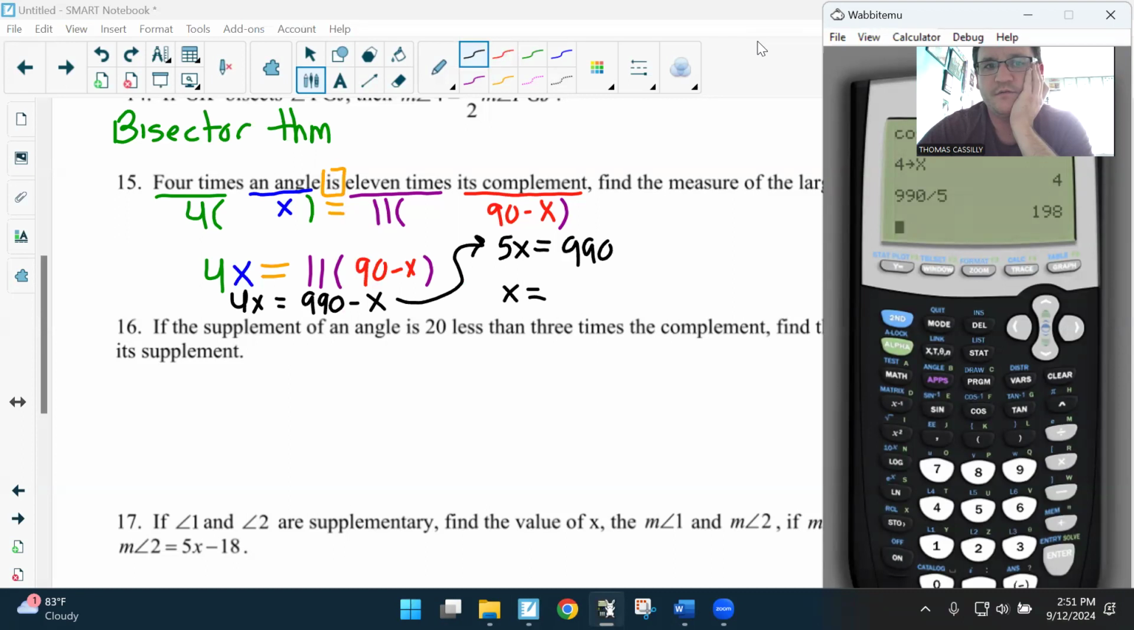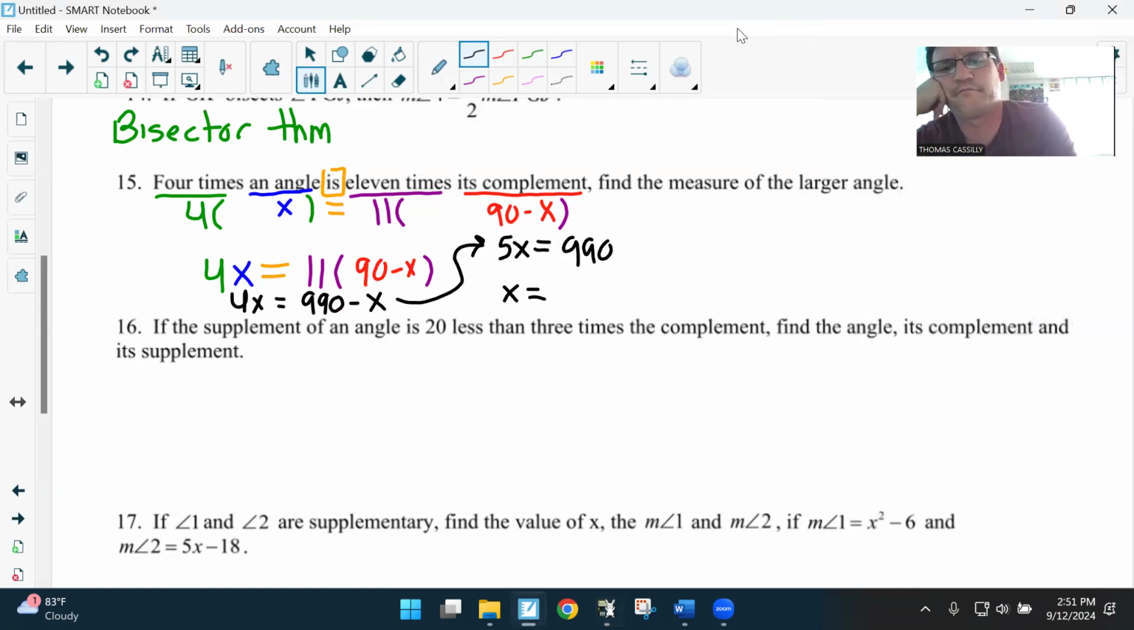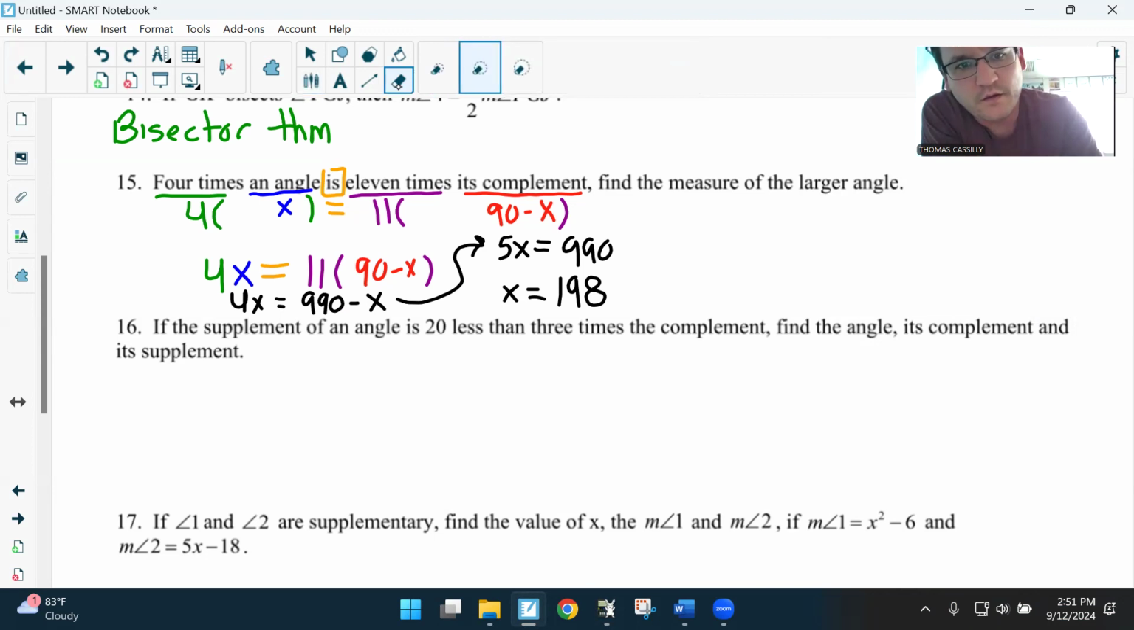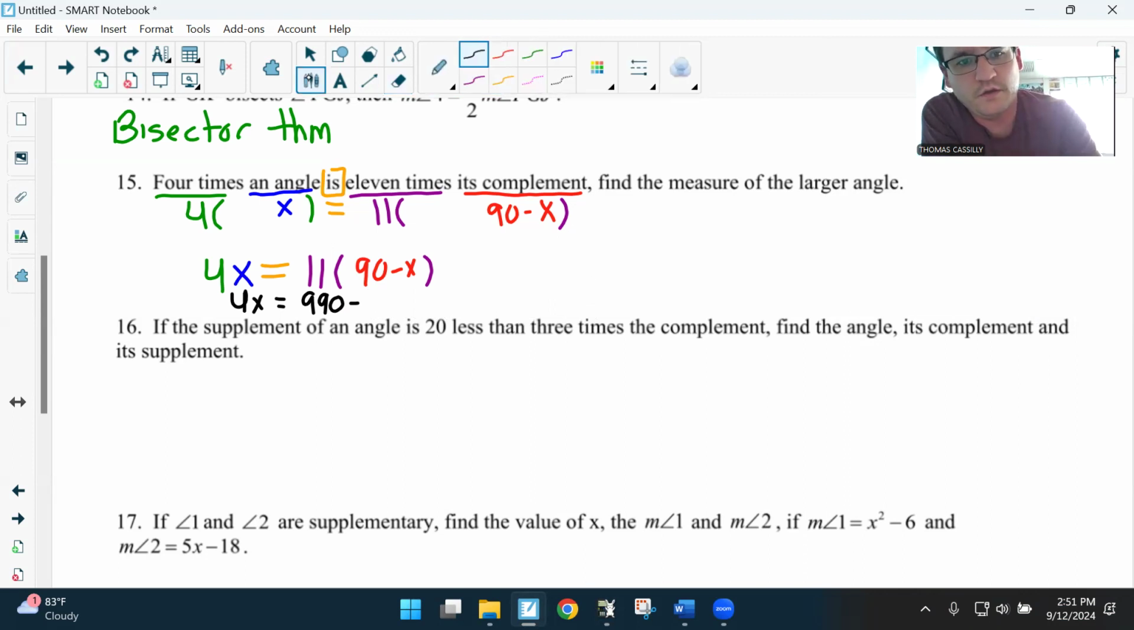4 times an angle, 11 times its complement. 198. So we have a 198-degree angle. That's not good. Did I do something wrong? I don't think I did. Well, this is a bad problem. I don't think I made a mistake. Yes, I did. Oh my God, guys, I made a mistake. I'm not restarting the video. You're just going to have to watch me fix this.